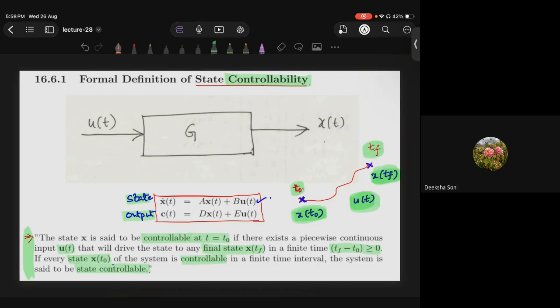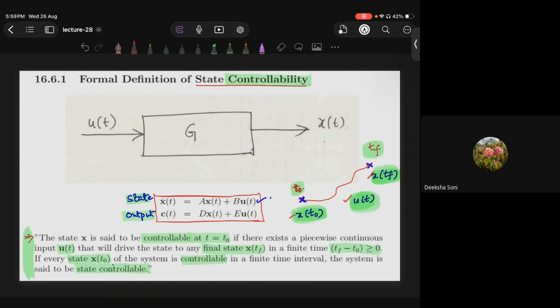So controllability basically talks about whether there exists a control input U of T which takes the system from this state to this state. Clear? Any doubt?